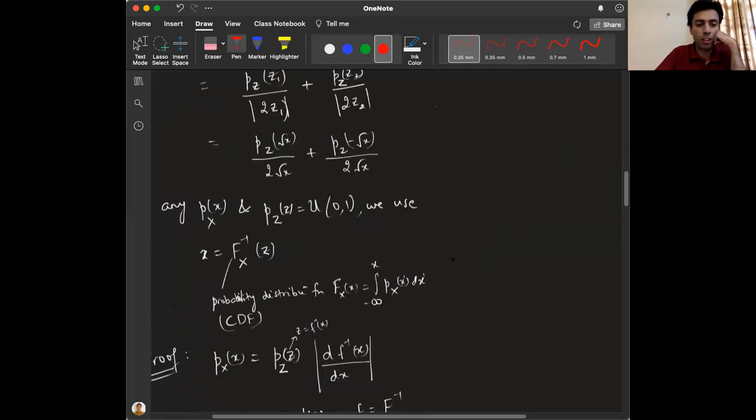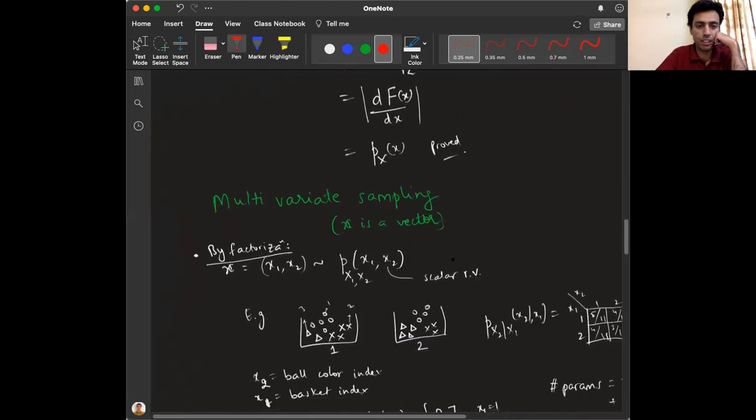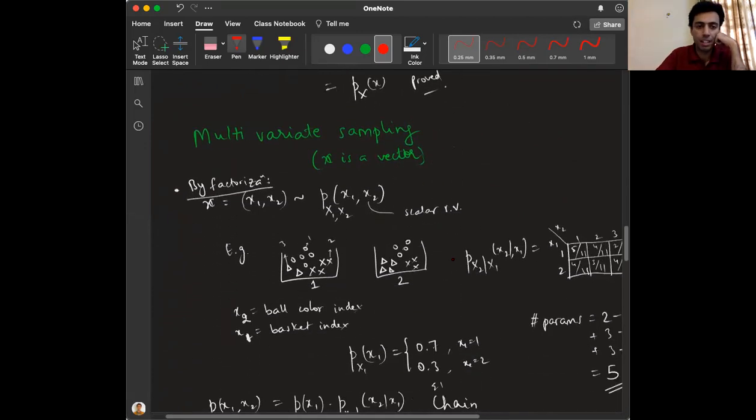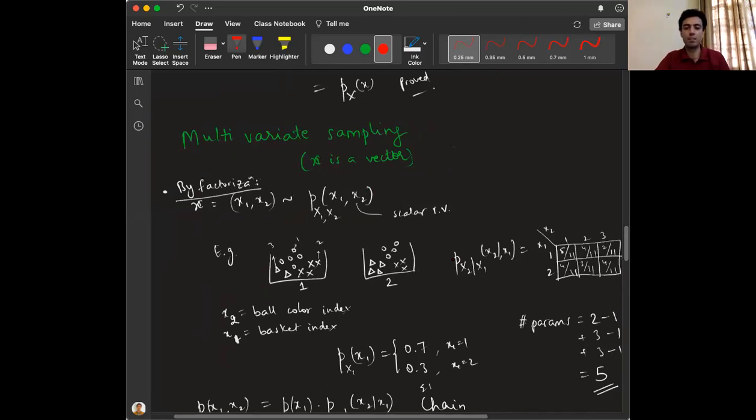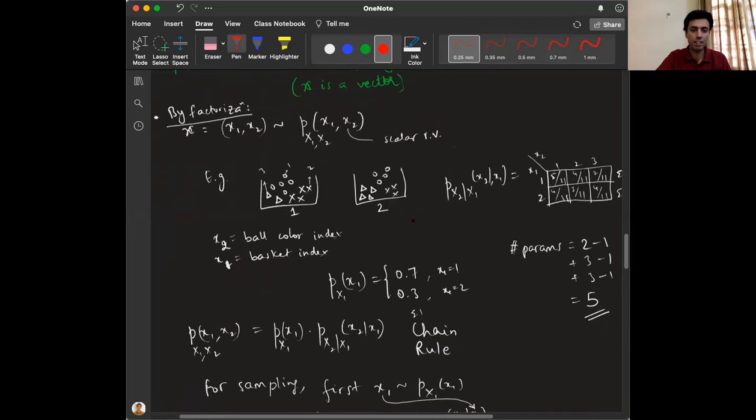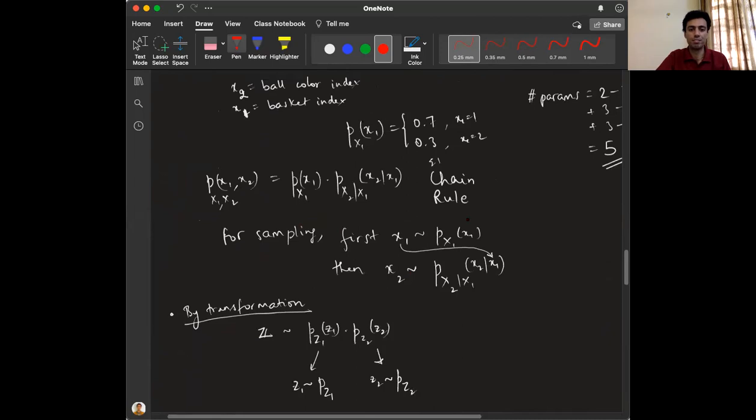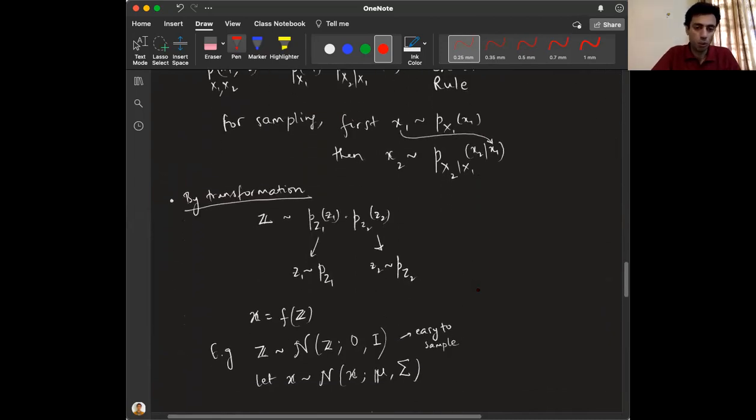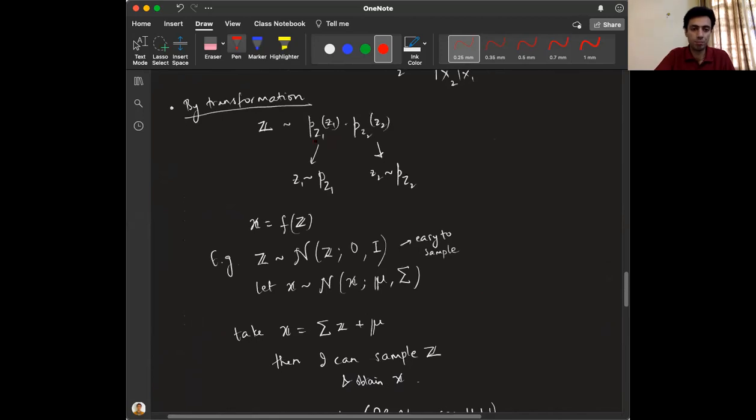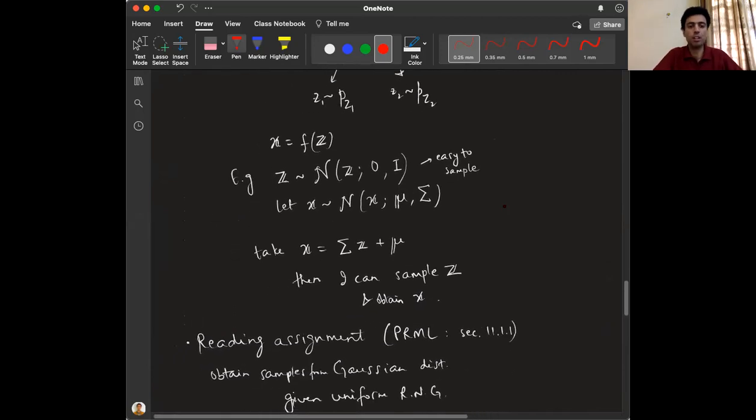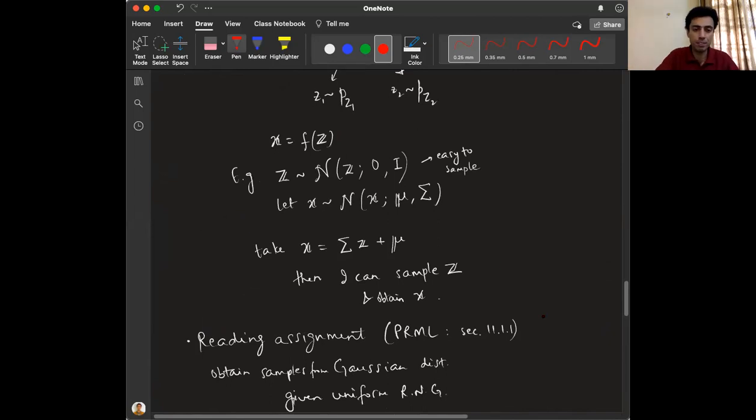Okay, then this was one way we discussed quite in detail, and then multivariate sampling, that if our input is not just a scalar but a vector, then we can do factorization over different scalar random variables which are part of that vector, and then do ancestral sampling, or basically sample one by one using chain rule. Or I can simply transform it into independent random variables and sample independently.